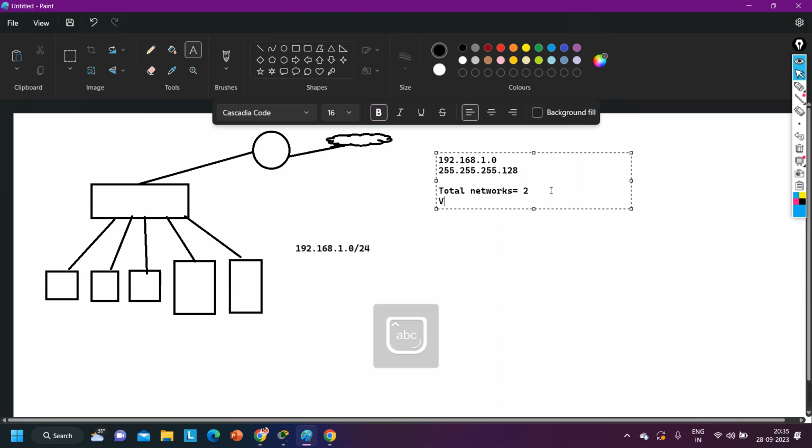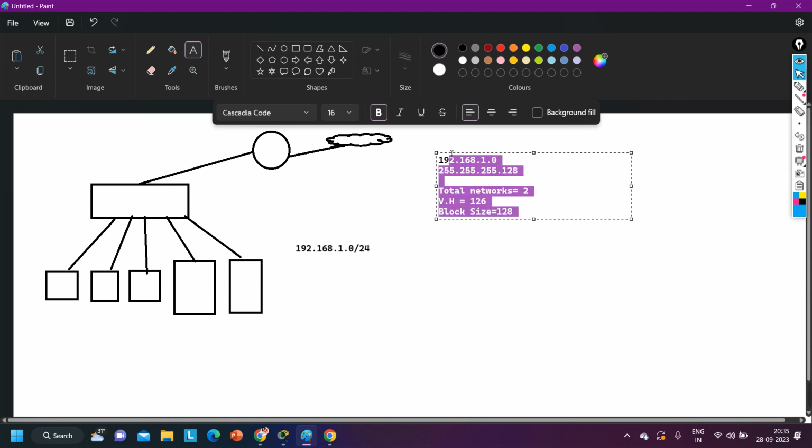And how many valid hosts are there? 2 to the power 7 minus 2, which is 126. And what is the block size? 128. The block size is 256 minus the subnet mask of the last octet, meaning 256 minus 128, which is 128. Is it clear to all?